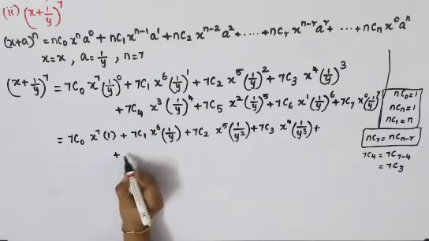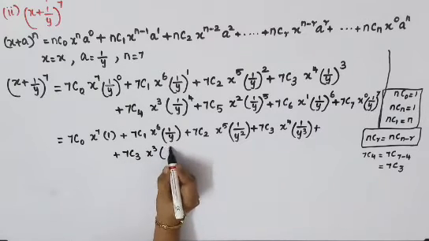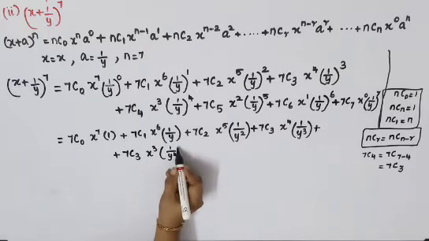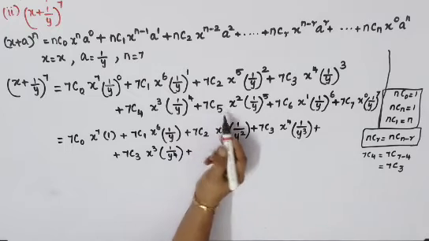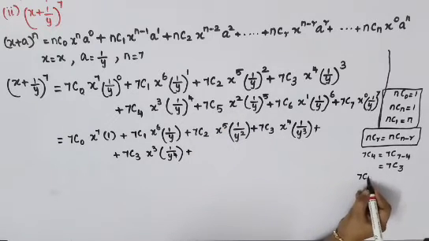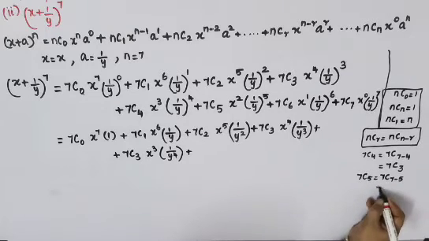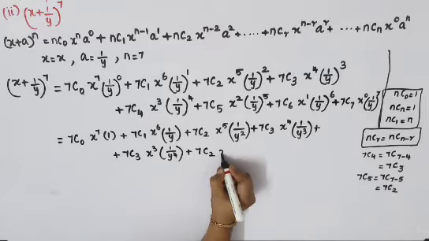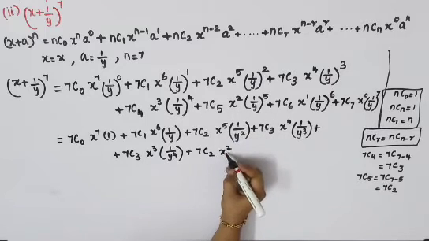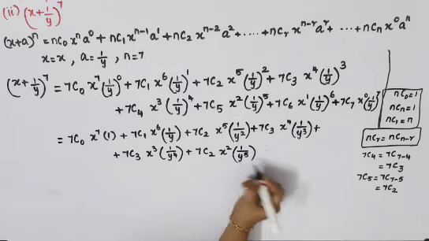So I'll just write it as 7c3 x cube into 1 by y power 4. 4 you can take to the denominator. Plus same way again 7c5, it is a bigger term. So convert it into smaller one. 7c5 means 7c(7 minus 5). So that is equal to 7c2. So in the place of 7c5 you can write it as 7c2 x square. This x square is there as it is. And this is 1 by y power 5. 5 you can take to the denominator.